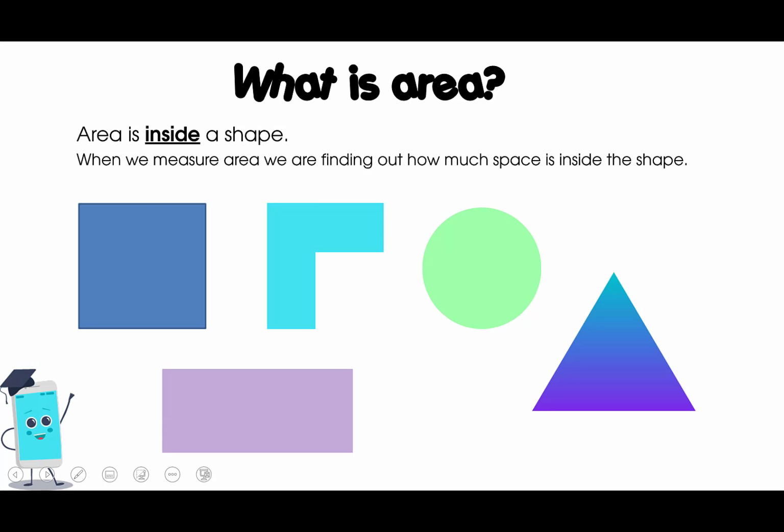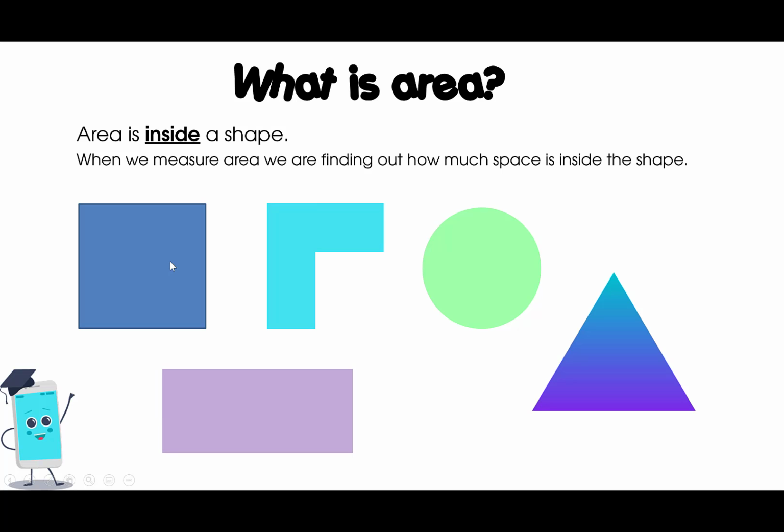So what is area? Well, the area is the space inside a shape. So when you think about area, think about space. If I said to you, stay in your area, you'd think, I'm going to stay in this space. So the area is the space inside a shape. With this square, it's all the space inside. We are finding out how much space is inside.